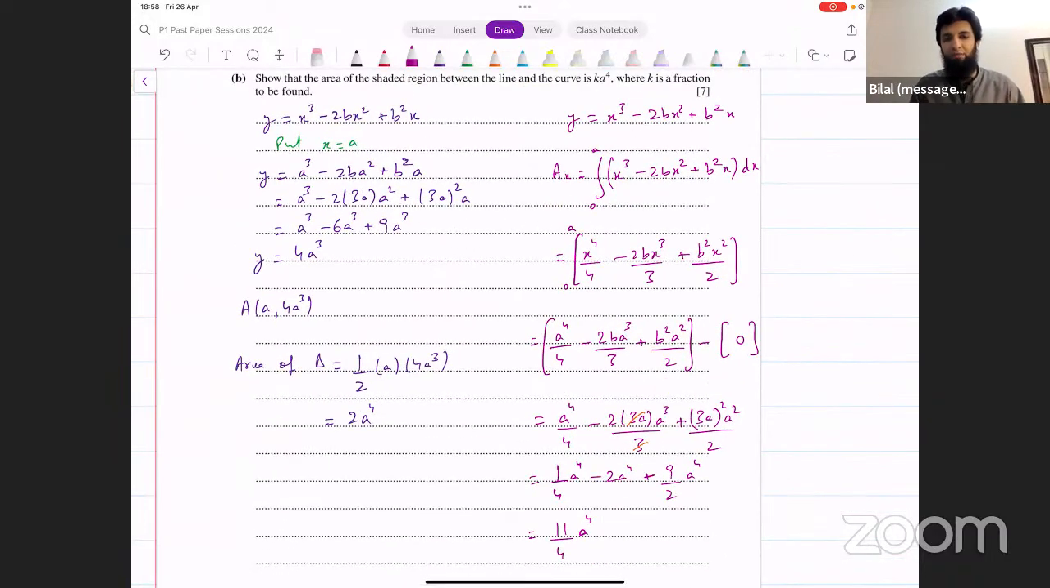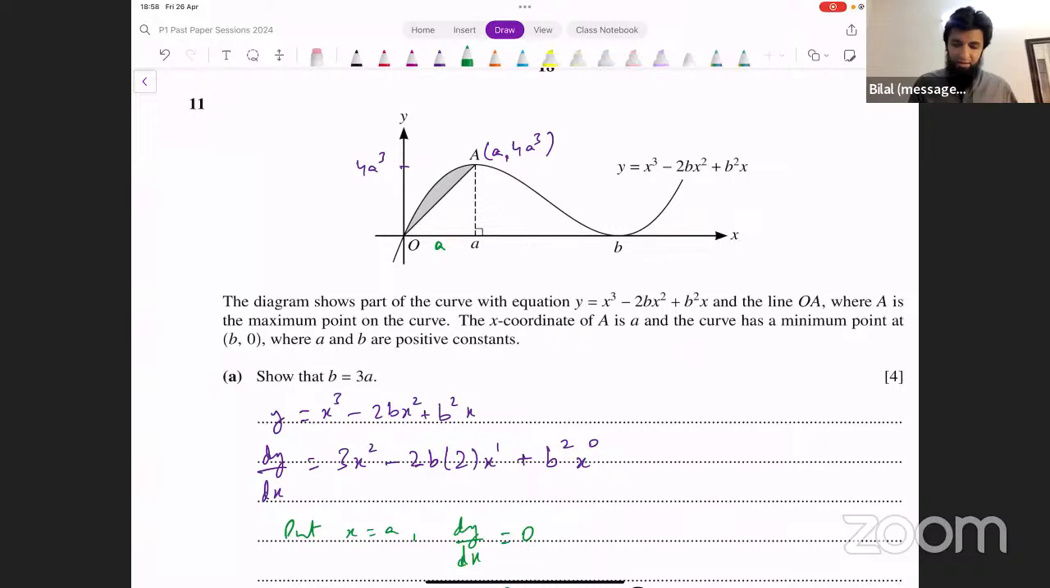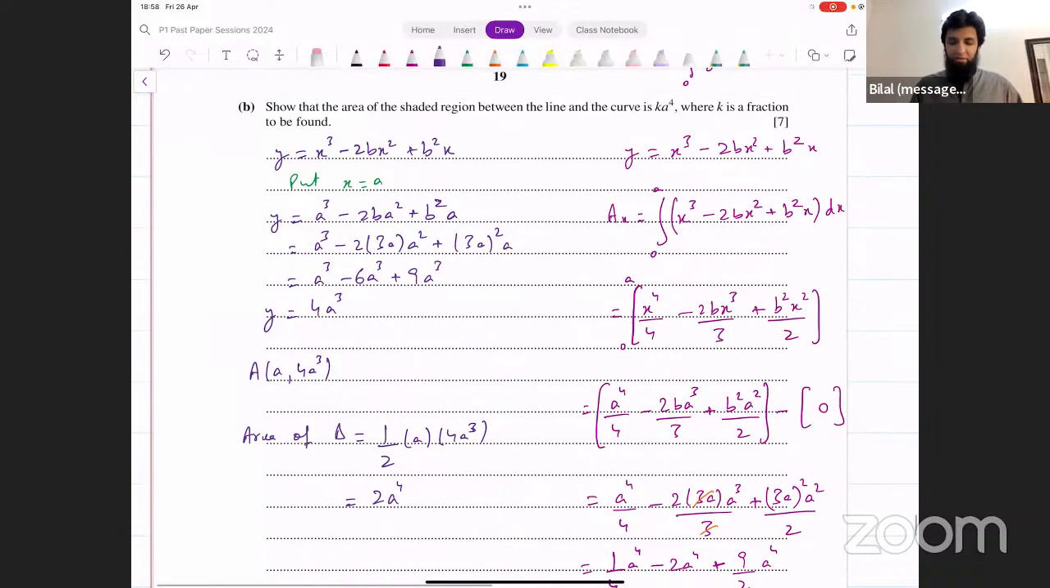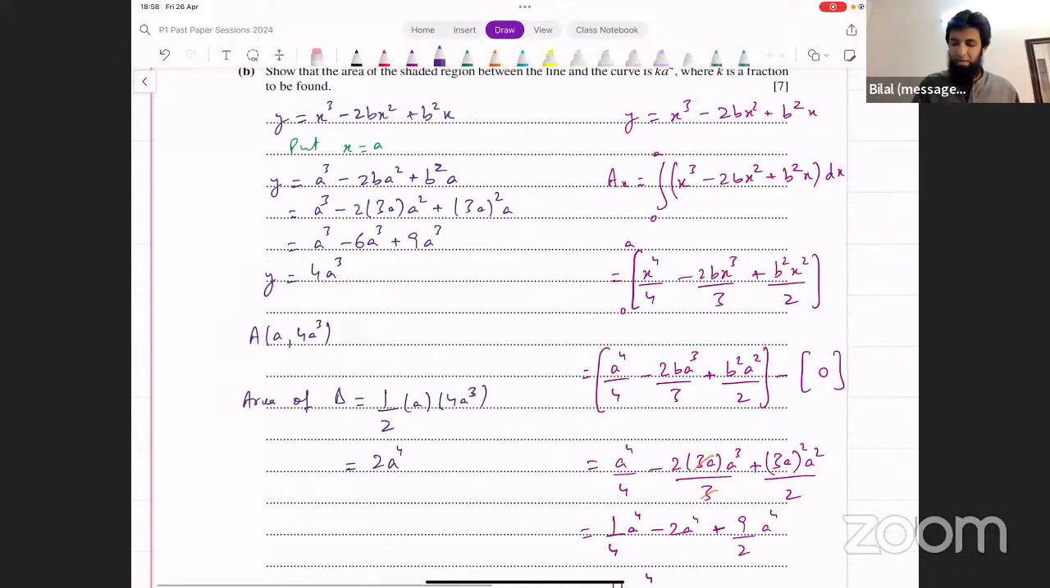We've got the area of the triangle. We've got the area under the curve. All we've got to do now is subtract from the area under the curve the area of this triangle, and we would get that shaded region. So now we just need to find the difference. Okay. Shaded area now becomes 11 over 4 into a raised to power 4 minus 2a raised to power 4. And that simplifies to 3 over 4 into a raised to power 4. And that's our final answer.